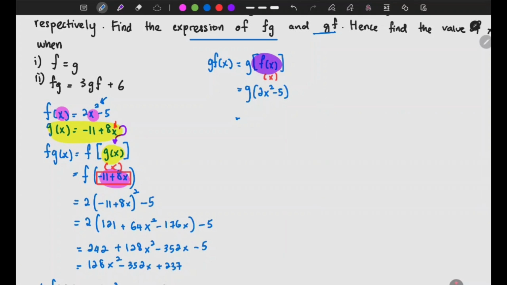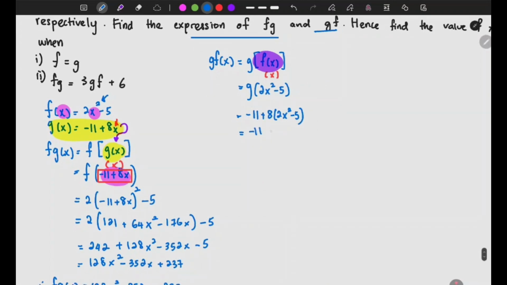And then you expand. Negative 11. 8 times 2, 16x squared. Then 8 times negative 5 is negative 40. And then 16x squared, your negative 11, you just minus 40 and you get negative 51. Tada, I do find my gf(x), which is 16x squared minus 51.